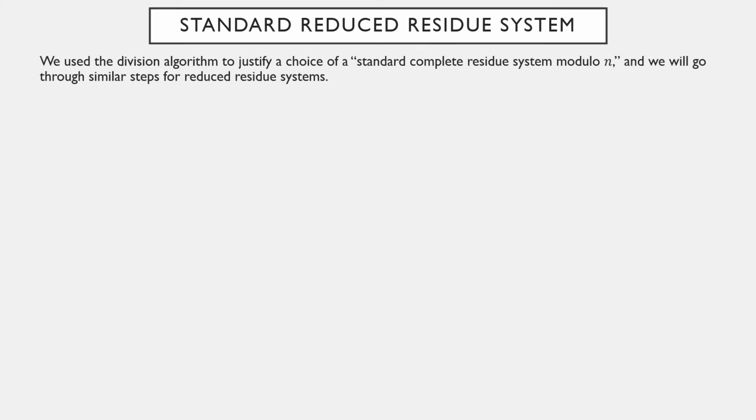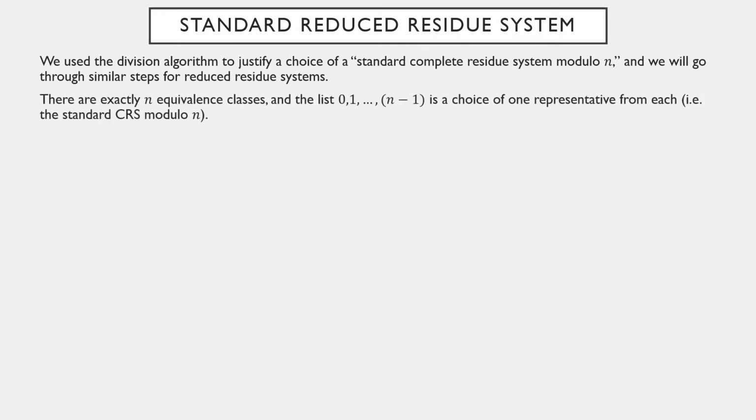Now the division algorithm made a very transparent choice of a standard complete residue system mod n, just the possible remainders 0 through n minus 1. We're going to do some similar steps for reduced residue systems. So the equivalence classes can be pretty easily labeled with what the division algorithm spits out as the remainder, 0 through n minus 1, and this is how we made the standard complete residue system mod n.